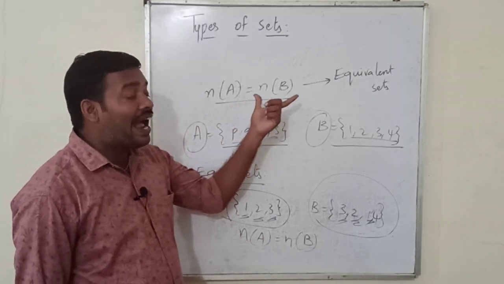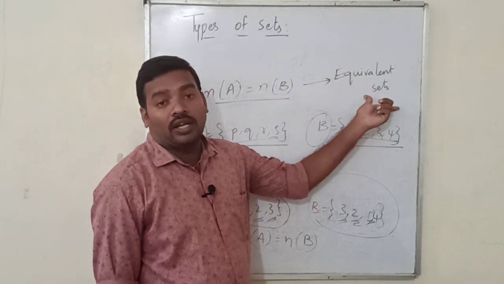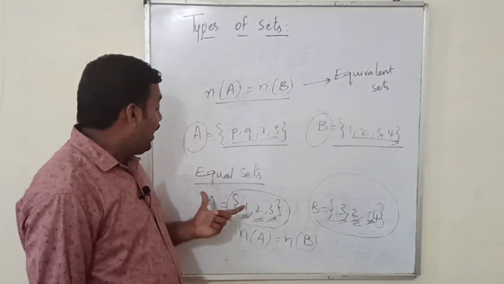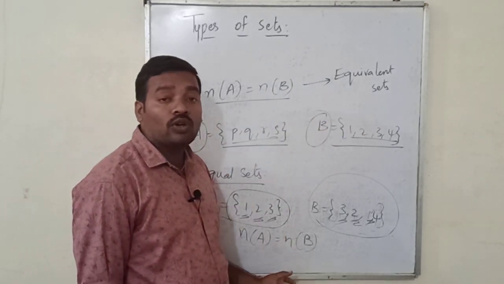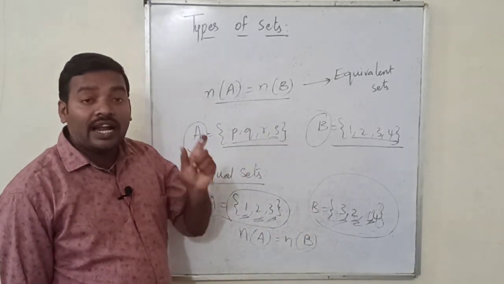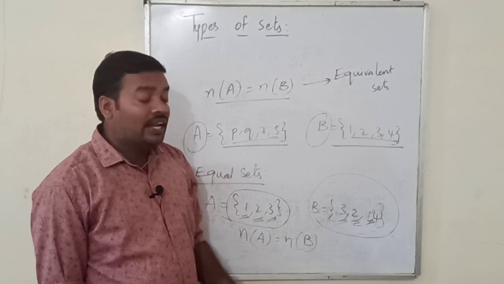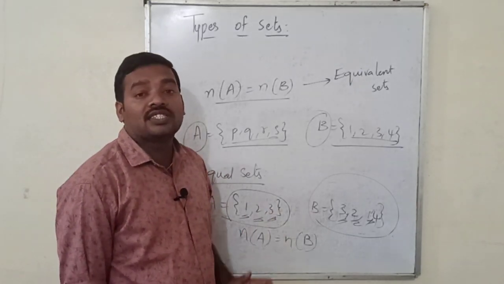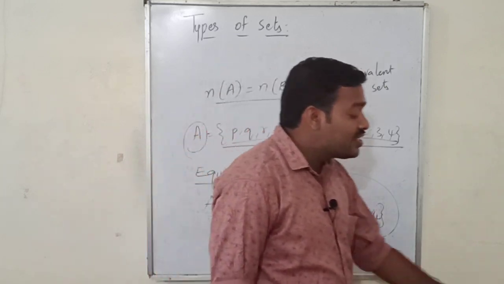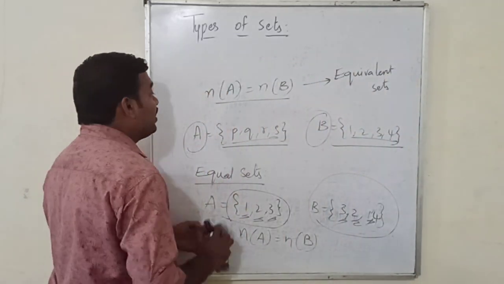Equivalent sets means the cardinality should be equal: n(A) = n(B), or n(P) = n(Q), like that. In equal sets, every element of the first set should be present in the second set and their cardinality should also be equal. Then you can say those sets are equal sets. Next we shall go for joint sets and disjoint sets.